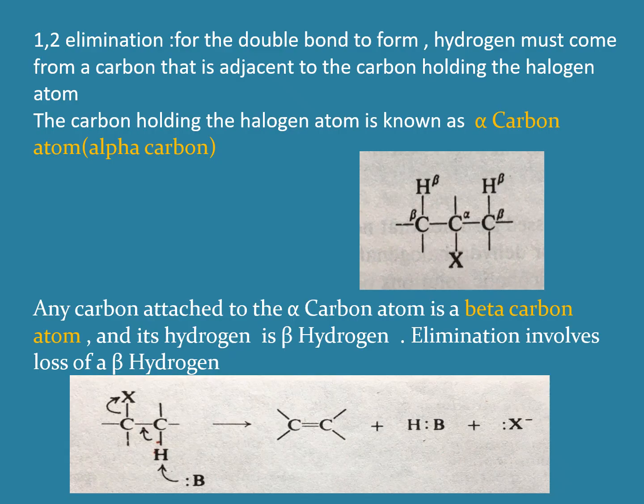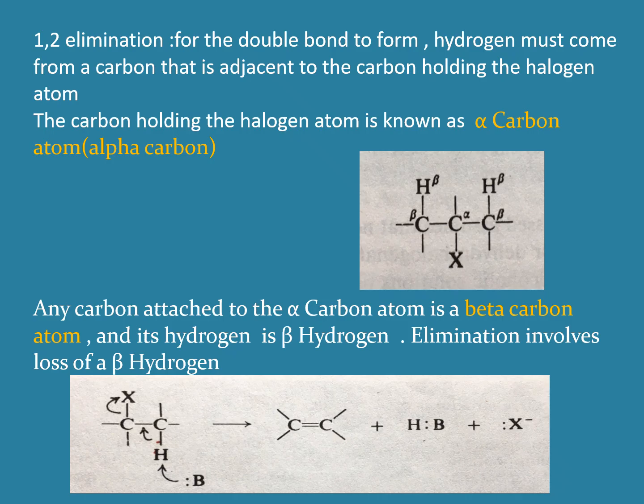So in this diagram, alpha carbon atom and beta carbon atom are also labeled, and the explanation for 1,2 elimination is given here. Here a saturated compound, an alkyl halide, is represented in the first picture. For the double bond to form, the hydrogen must come from a carbon atom that is adjacent to the carbon atom holding the halogen atom. So if a double bond has to be formed, then one hydrogen atom should be lost from this substrate molecule, and one halogen atom also should be lost.